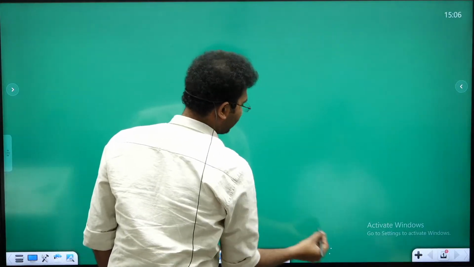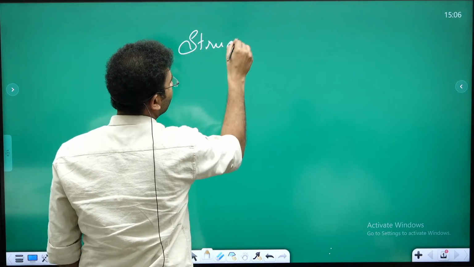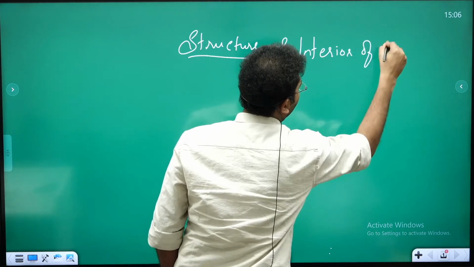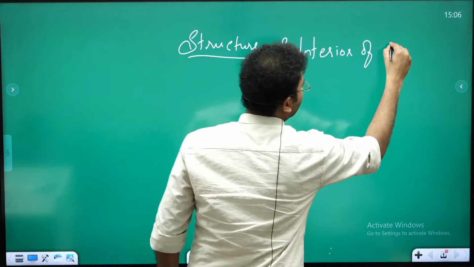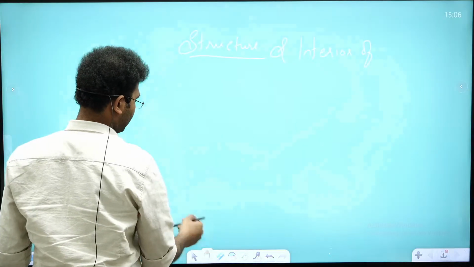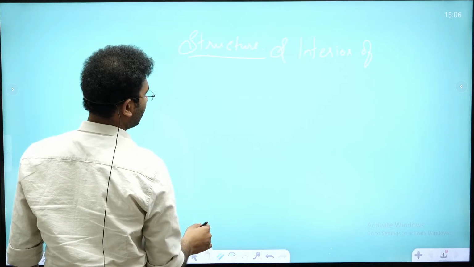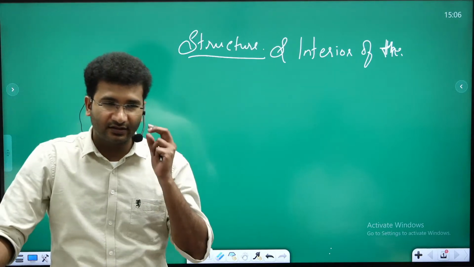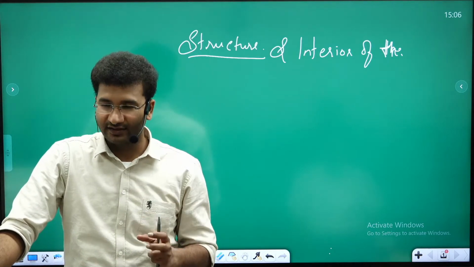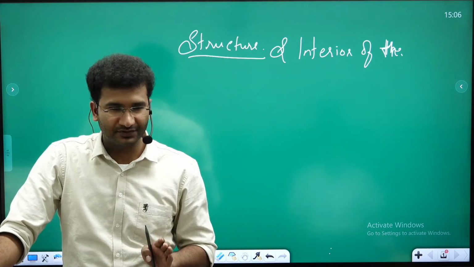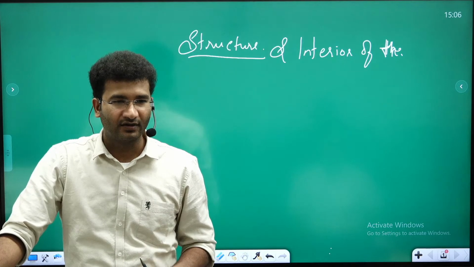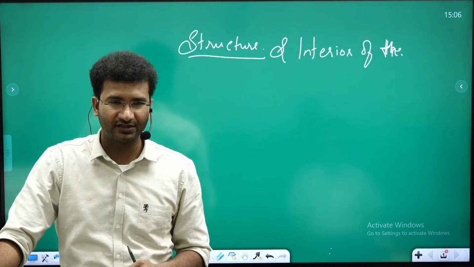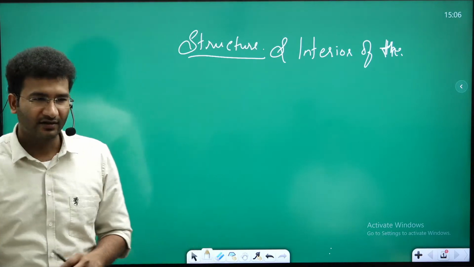So our topic today is structure and interior of the earth. In this topic, you will primarily learn the reasons for the formation of these structures, the types of structures, and what type of classification there will be. The interior of the earth can be classified into mechanical composition and chemical composition. So we will learn all of these things in detail.